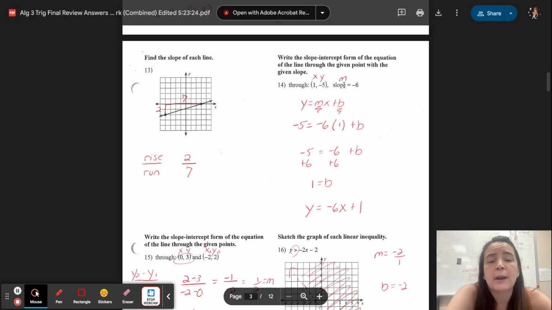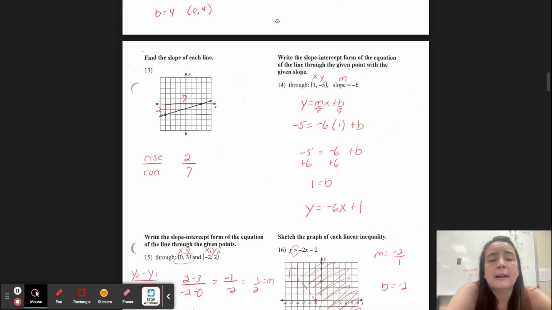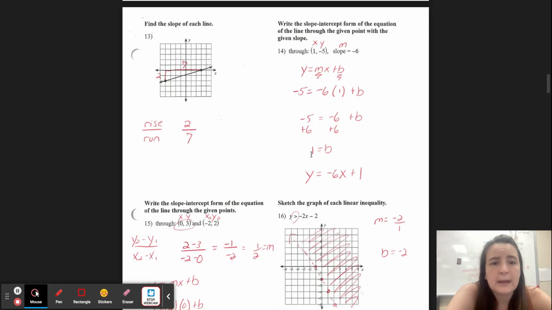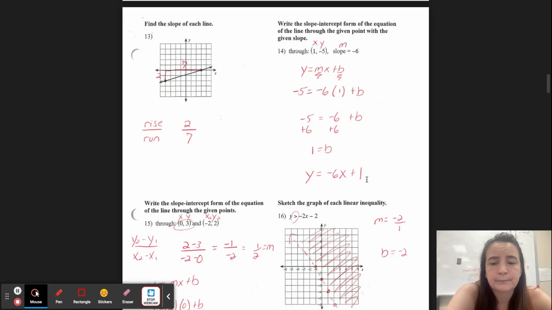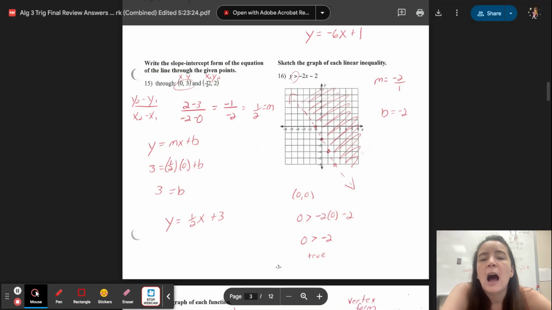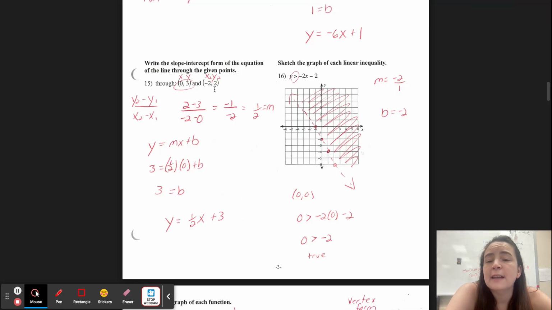Unfortunately, we have m, we have the slope, but we don't have the y-intercept. So in order to find the y-intercept, I go ahead and plug in the information that I do have into the formula. That leaves b as the only variable, so you'll be able to solve for the y-intercept. So I went ahead and multiplied, and then I added 6 to both sides, so I get b equals 1. And then I put my b in, I already had my m, so I get y equals negative 6x plus 1.